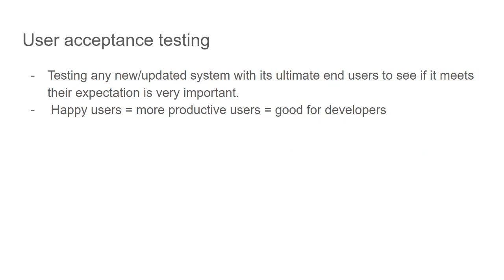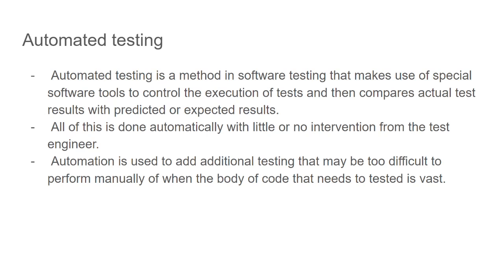There is also user acceptance testing. Basically, how the end users are reacting to the product. Are they happy? Because happy users are more productive users, which is good for developers. And if you are more productive, you are less stressed also. We could say it like that. Automated testing is when a robot or an algorithm tests the product.